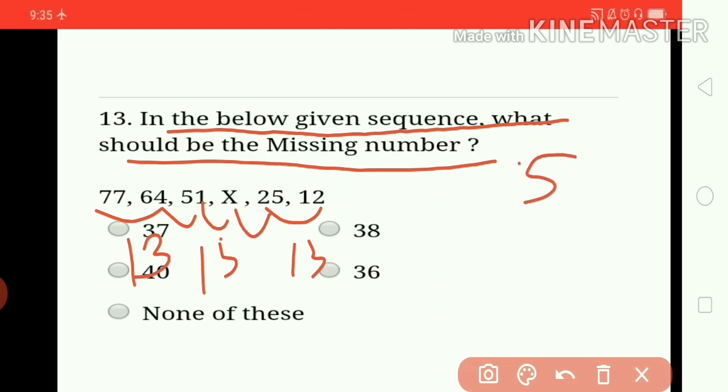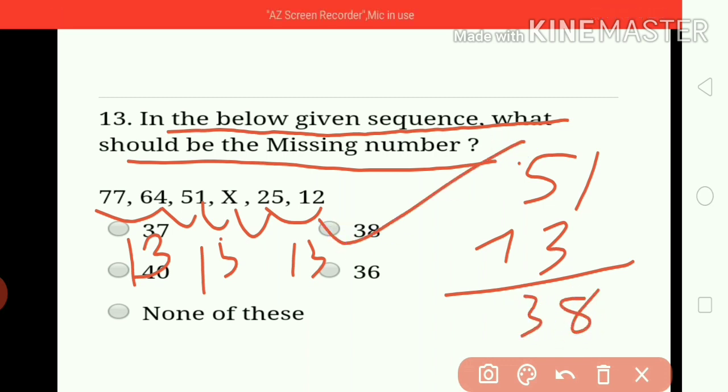So x will be the difference between 51 and 13. So 11 minus 3 is 8, 4 minus 1 is 3. The answer is 38, right?